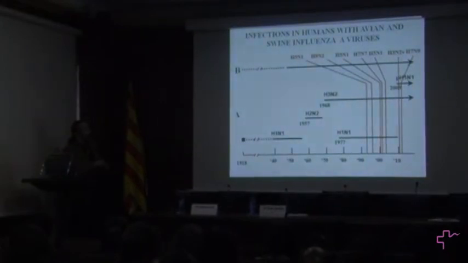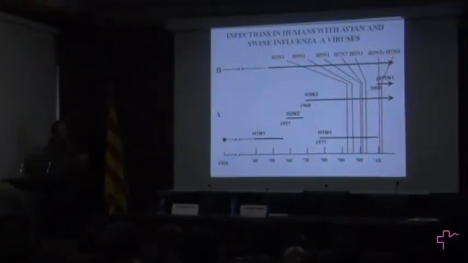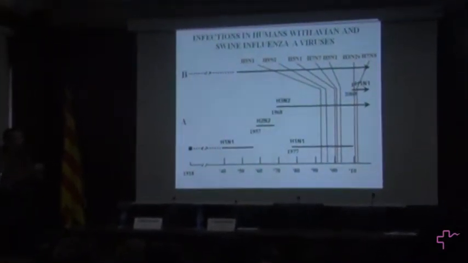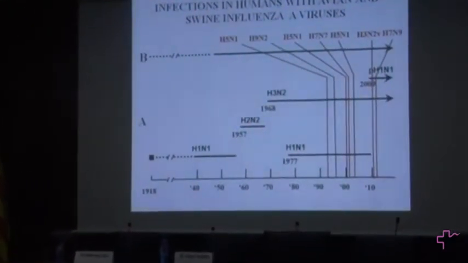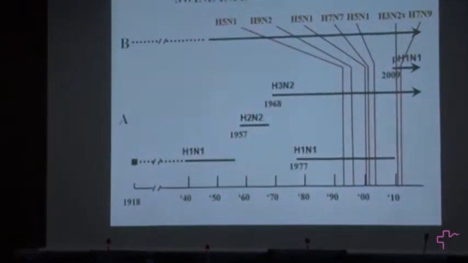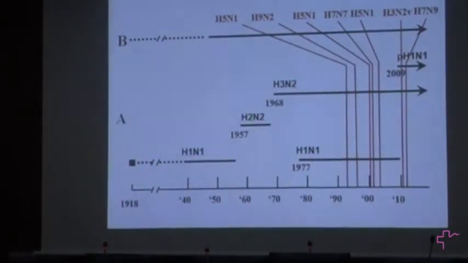The ones that we are normally more concerned about, because they are also more abundant in human infections, are the H5N1s, the H7N9s, and these swine H3N2 variants. And we still don't know which is going to be the next pandemic.